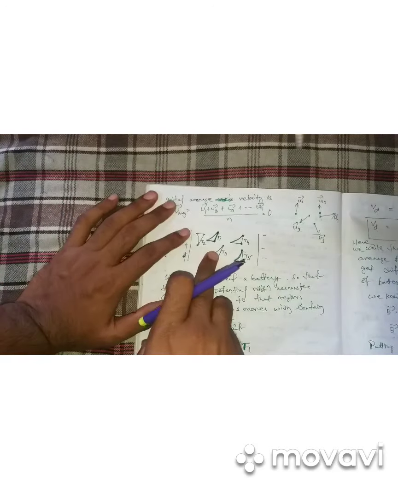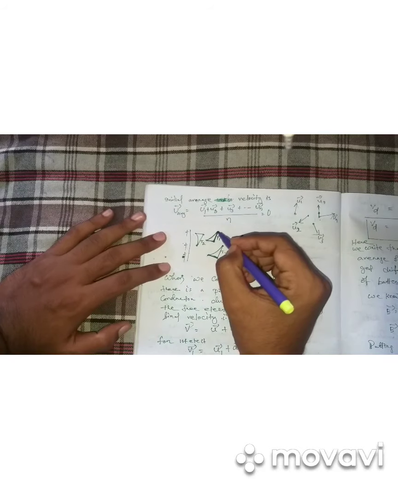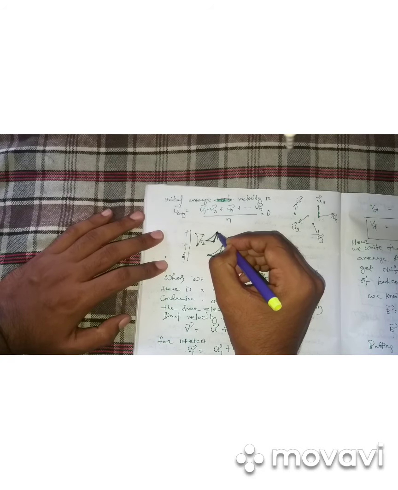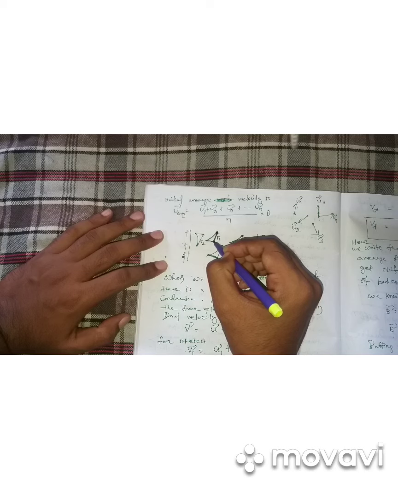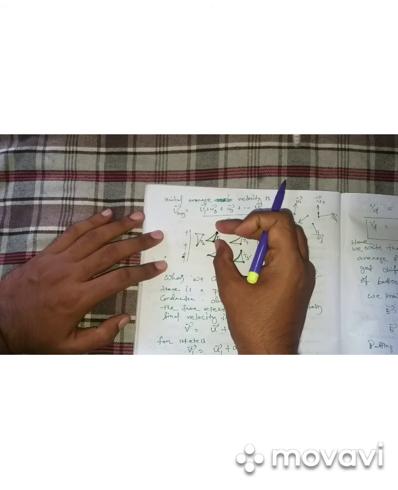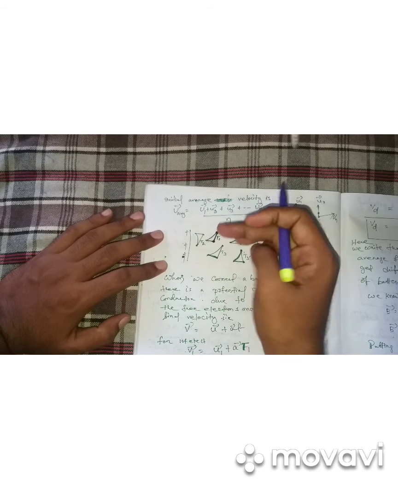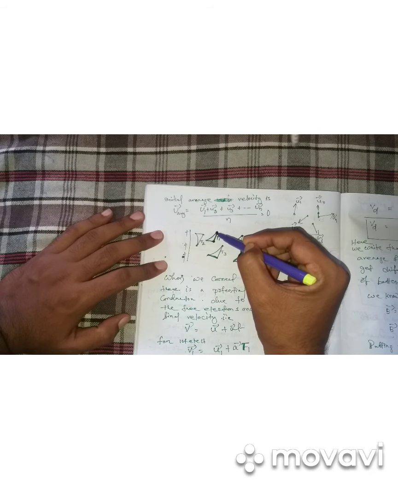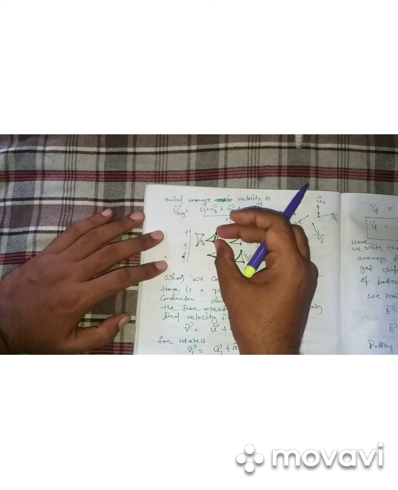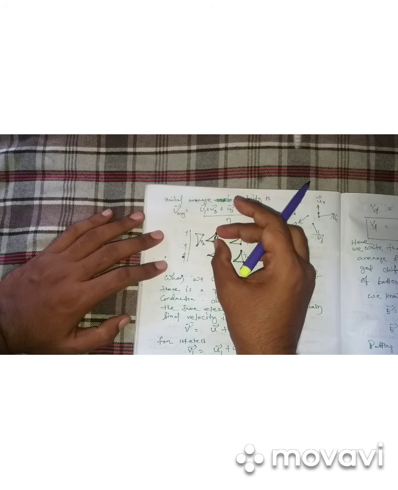That means what? Suppose there is an electron here and another electron here. I have already discussed this. If two electrons collide with each other, that electron moves through a certain path, and after that it collides with another electron. That path is represented as the mean free path.